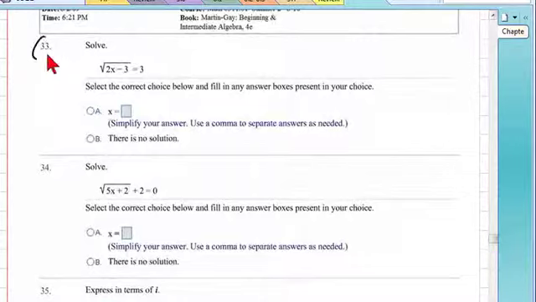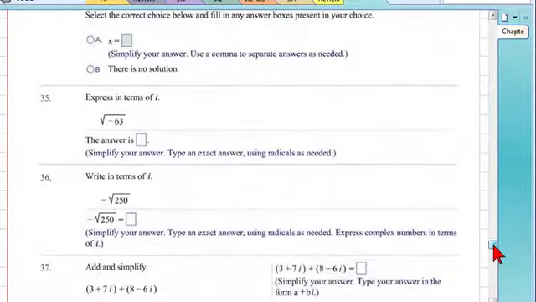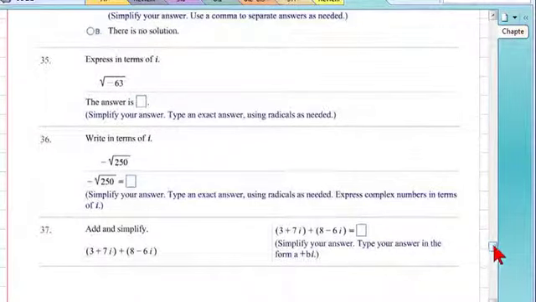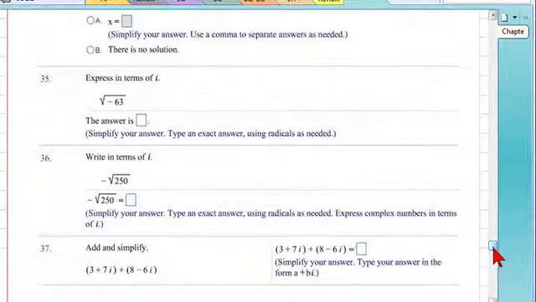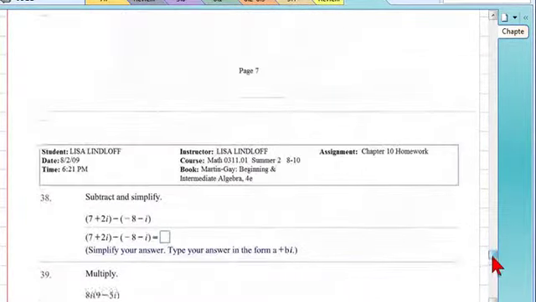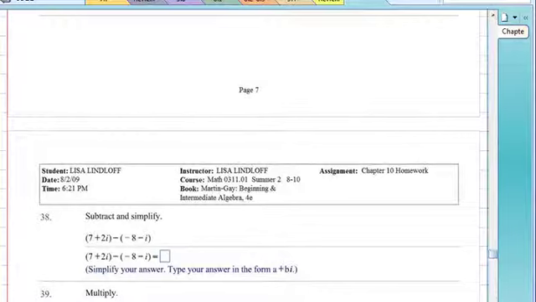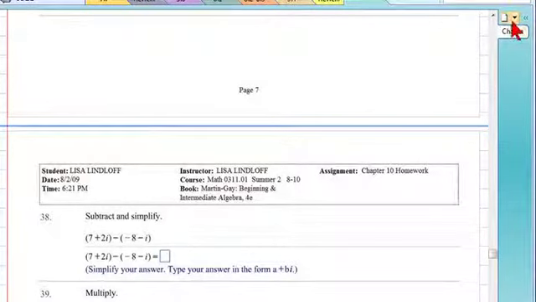Okay, so we did 33 and we did 34. Those are above this. All right, now it's time for imaginary numbers, starting with number 35. And I want to do a little discussion about imaginary numbers.